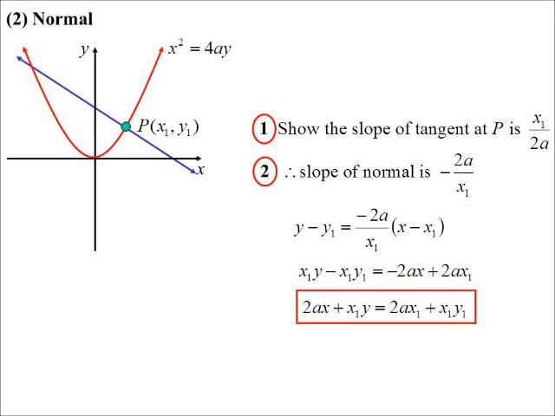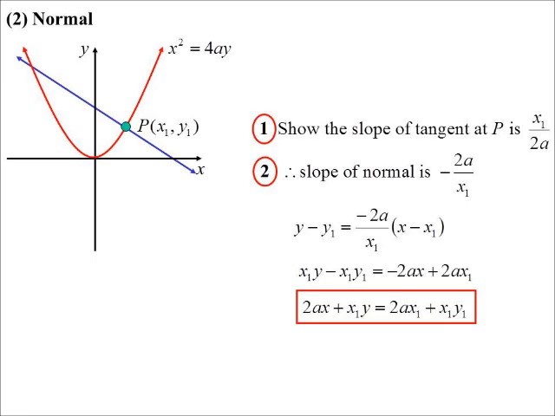Now, we tend to write it this way. So basically on the left-hand side, I've got all the things involving x and y, and the right-hand side is just the constant values. But again, there's a little bit of a pattern there, because you can see that in this case, the left-hand side sort of mimics the right-hand side of the equation. So you've got 2ax on the left-hand side, but on the right-hand side it's 2ax1. And on the left-hand side we have x1y, whereas on the right-hand side it's x1y1. So there is a little bit of a pattern there for the normal.